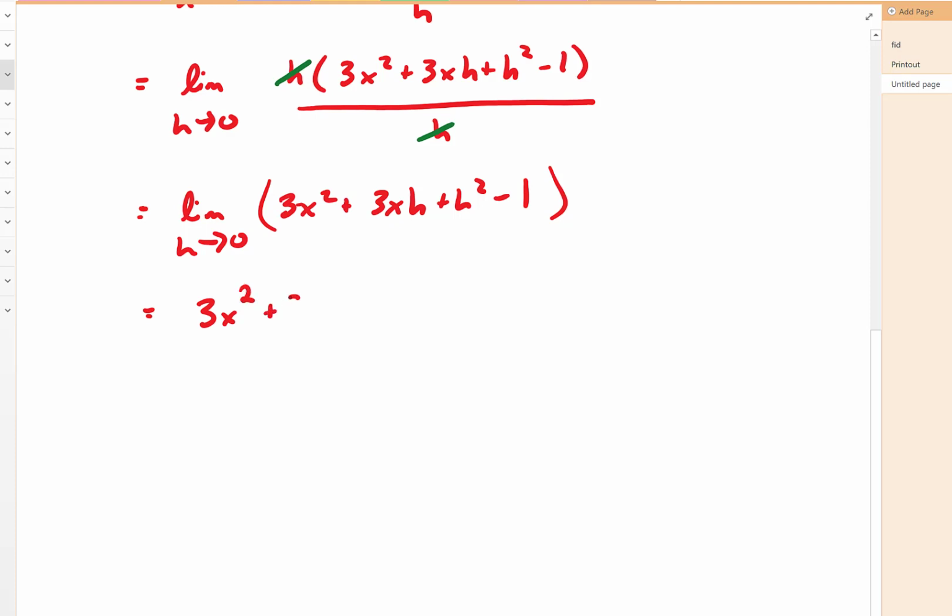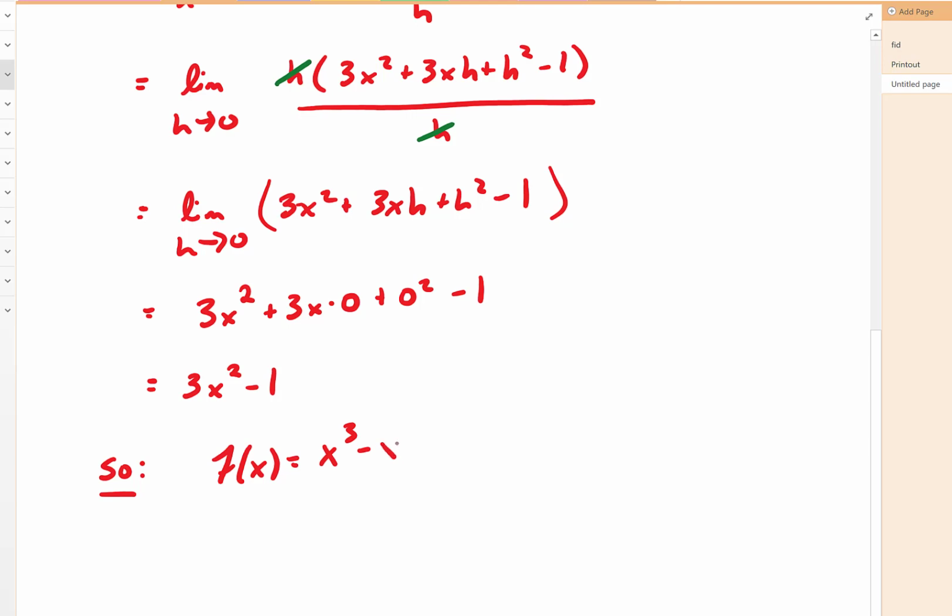And we get 3x squared plus 3x times 0 plus 0 squared minus 1. As I suspected, these had factors of h bigger than 1. And so notice that when we do the limit, those terms vanish. And we're left with a derivative of 3x squared minus 1. So the upshot is, for f of x equal to x cubed minus x, its derivative is 3x squared minus 1. And we did that using the limit definition.